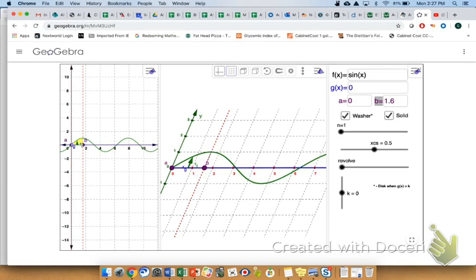So what I've set up for you guys is here, and we'll probably play around with disk method and washer method as kind of an intro to all of this. You can see the higher function is f of x, the green function is f of x equals sine x. The lower function is essentially just the x-axis.